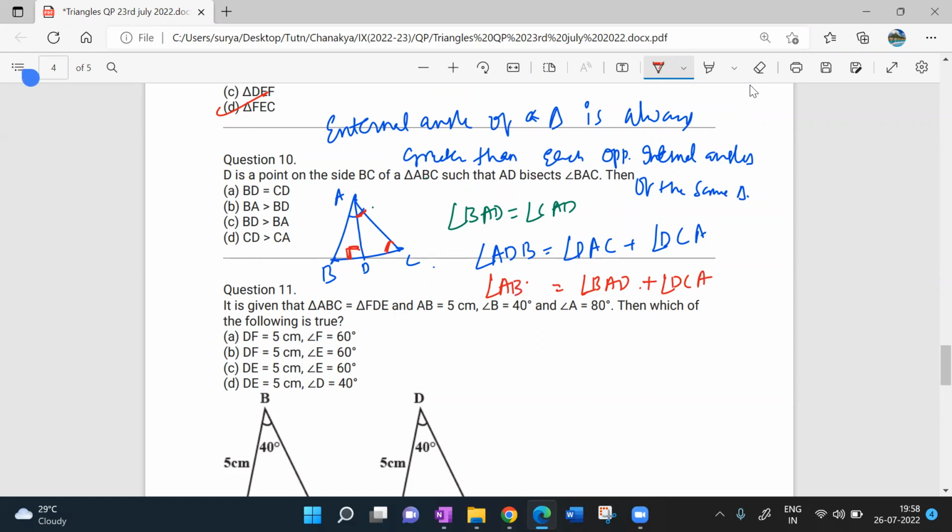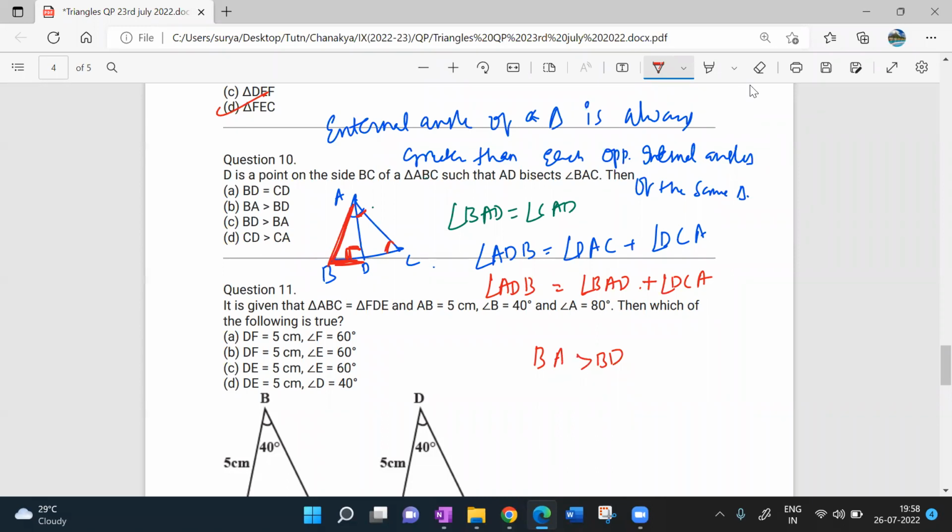Angle ADB, right? Now this is what we got. Tell me guys, look at the diagram. ADB is equal to BAD plus DCA. Now can I say here, BA is always greater than BD? Of course. BA is always greater than BD or not?